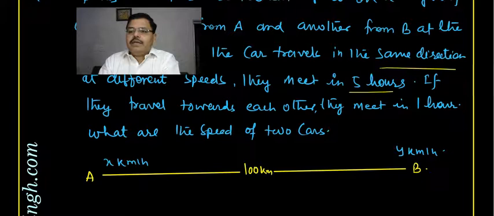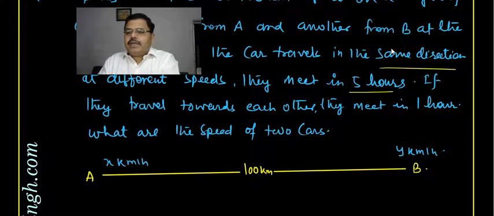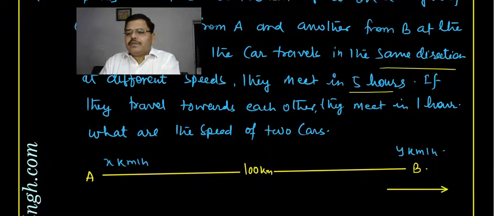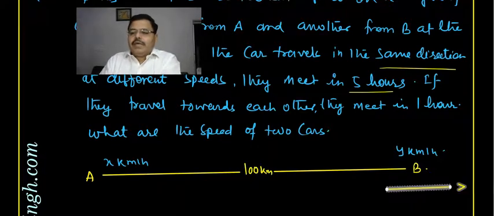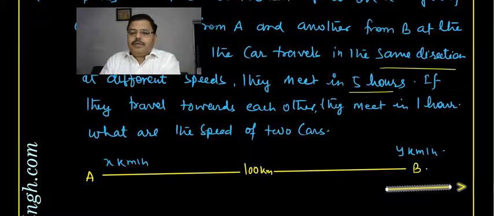How is that possible? This is possible if and only if A moves faster than B. If they are moving in the same direction, the speed of B is in this direction, and A is also moving in this direction. So in that case, they will meet in 5 hours. But of course, the speed of A must be faster than B, then only they can meet. Otherwise, they can't meet.